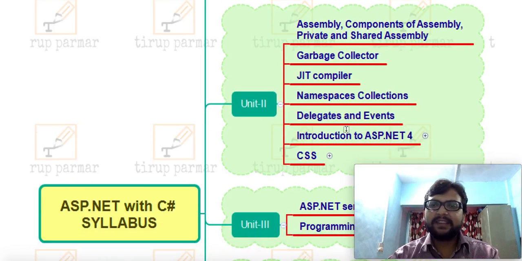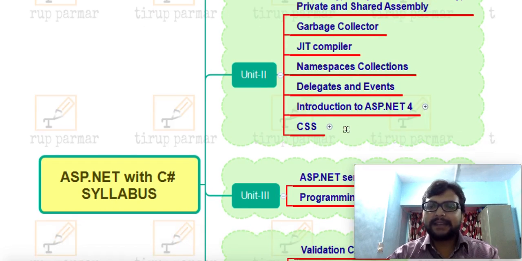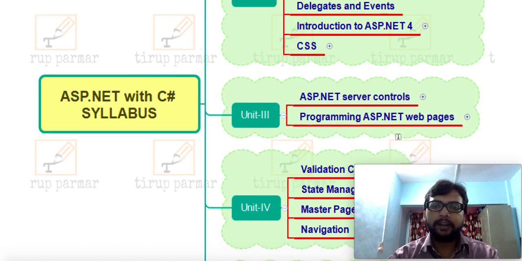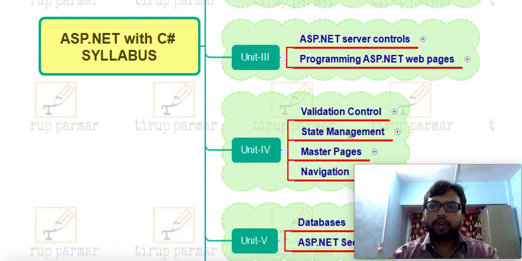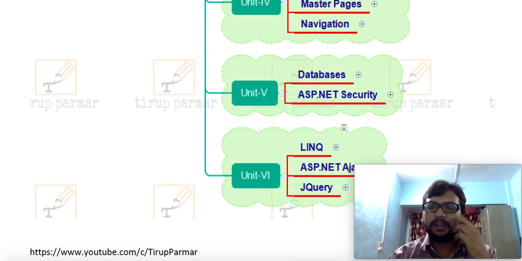Then delegates, events, what do you mean by that? Then introduction to ASP.NET 4. Then CSS, cascading style sheets. And in Unit 3, we are going to discuss server controls, how to program web pages using ASP.NET, how to put validations on those parts, and many other things. So let's start discussing this particular part.